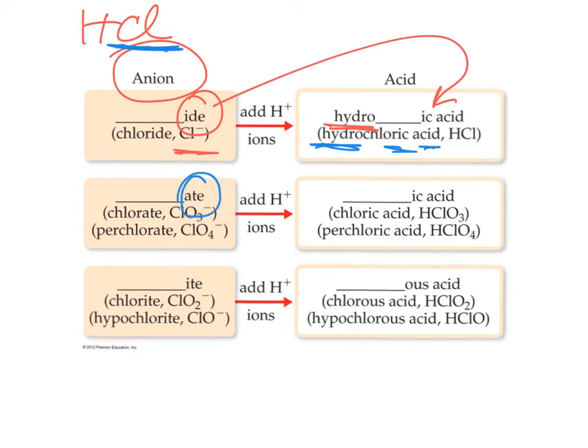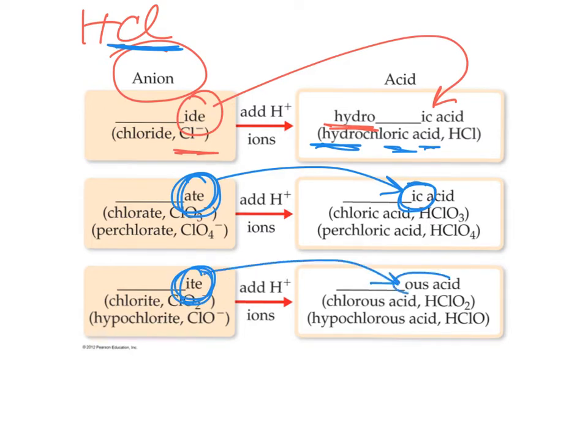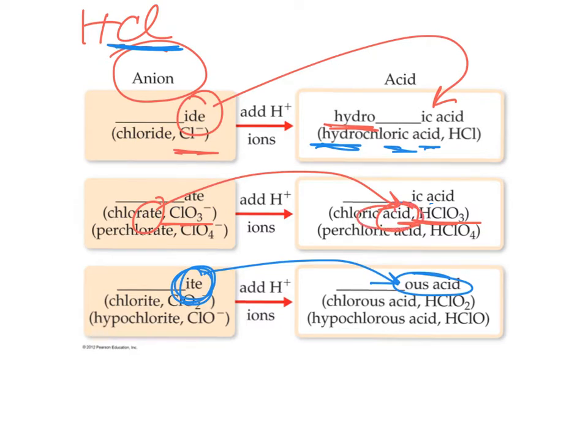Likewise, if you have an anion ending with ate, it becomes ic and acid. If you have the anion ending with ite, it becomes ous as an acid. So for example, if you look at chlorate, and you add an H to it, like HClO3, the ate becomes ic, and it becomes chloric acid. If you have perchlorate, it becomes perchloric acid. So essentially all you're doing is changing the ate to ic, and that is all that you're doing here.